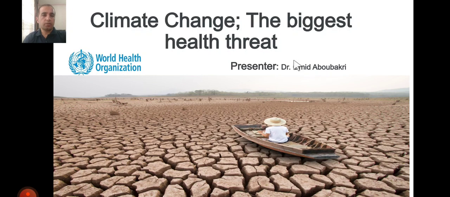So to start with, I want to say climate change is the biggest health threat, and this is what the World Health Organization said in 2019. But why is it the biggest health threat in the world? Let's talk about it.